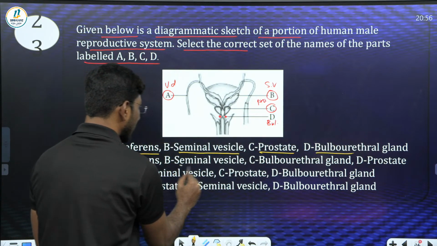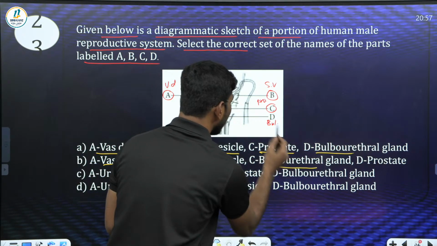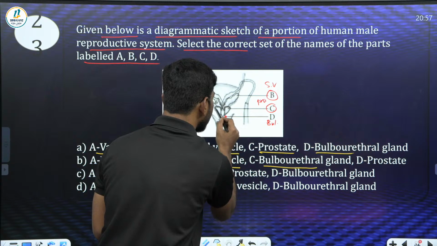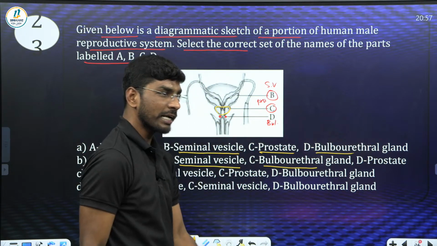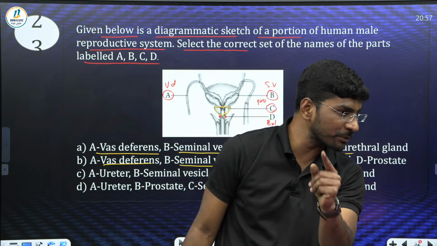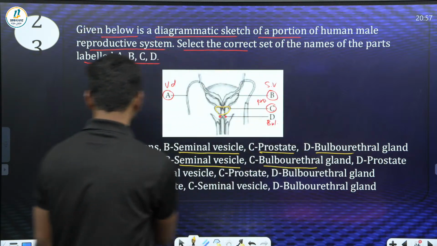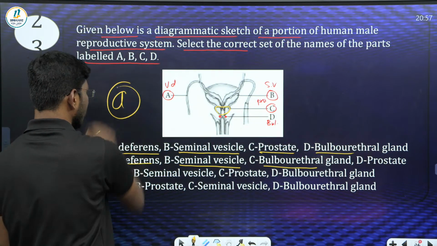Vas deferens, seminal vesicles, bulbourethral. Bulbourethral glands are on the lower side of the prostate, right? This is the prostate one. So the correct answer is good. Sabas, absolutely right. So the answer is option A.